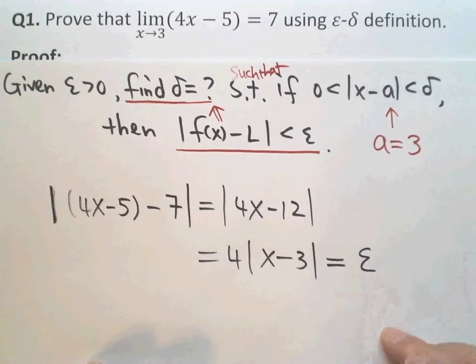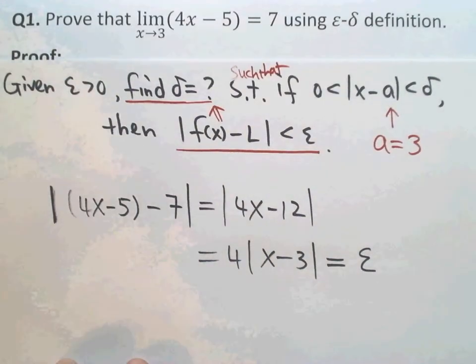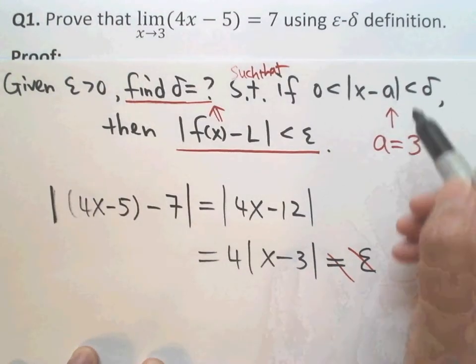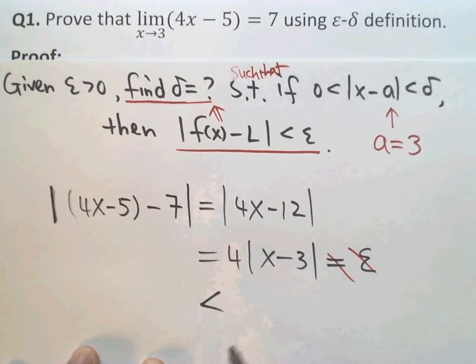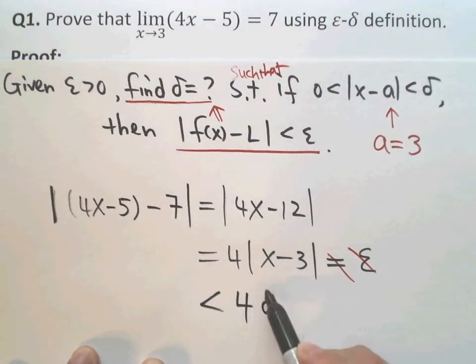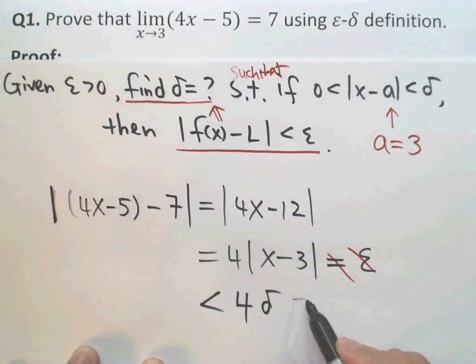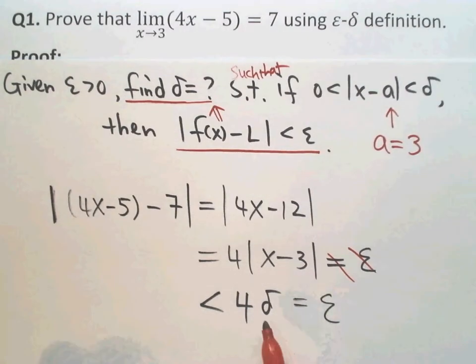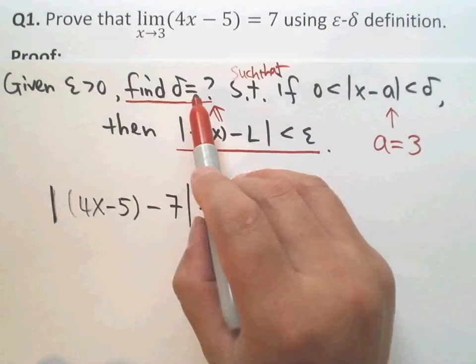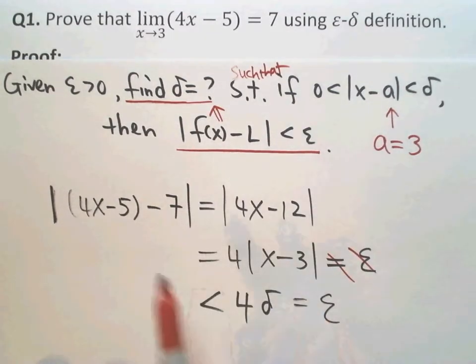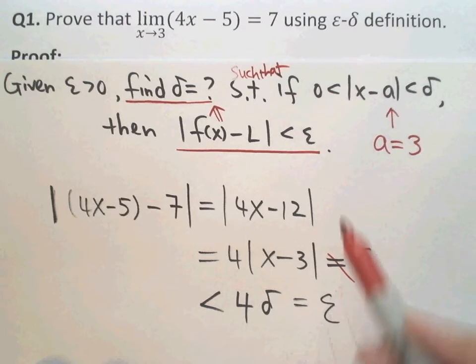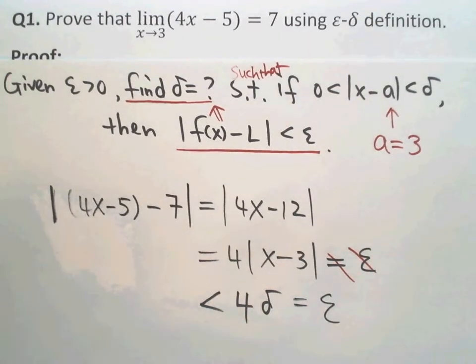Now all we need to do is set this equal to epsilon. Why do we set this equal to epsilon? Let me show. I will write one more step, because |x minus 3| is less than delta. So this will be less than 4 times delta, and then we set this equal to epsilon. Why? If we set this equal to epsilon, we can solve for delta. That's what we need. And second, if we set this equal to epsilon, the left side is less than epsilon. Definitely we can find it, right?